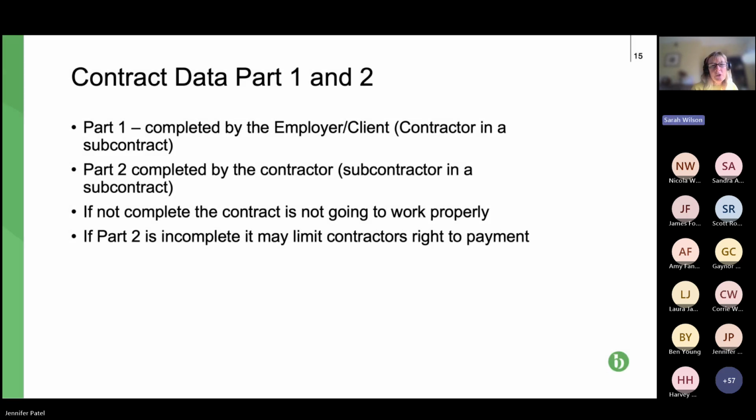Okay, contract data part 1 and 2, I think we've covered that already, so we can move on to the next slide.